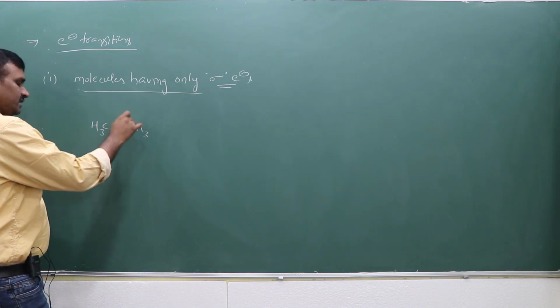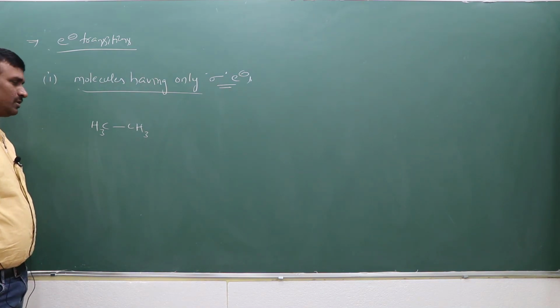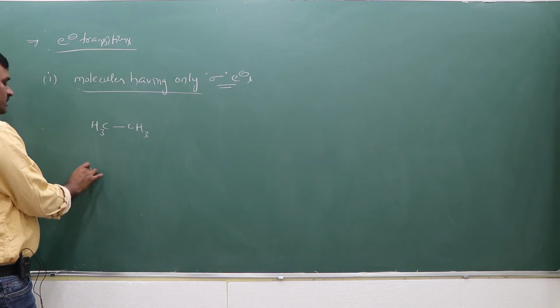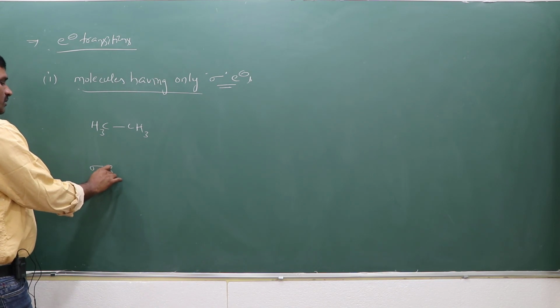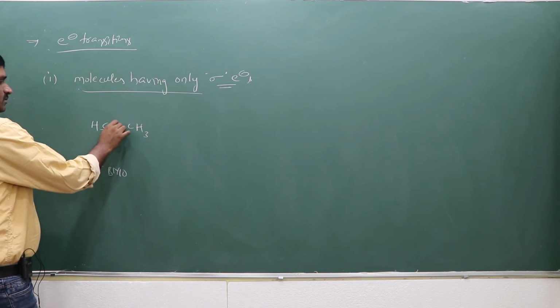Like CH3, if it is there, only sigma electrons are there, right? So in this molecule, C2H6, what will happen? Only sigma electrons are there. Sigma electrons means sigma bonding molecular orbitals are there. Sigma bonding is only there.